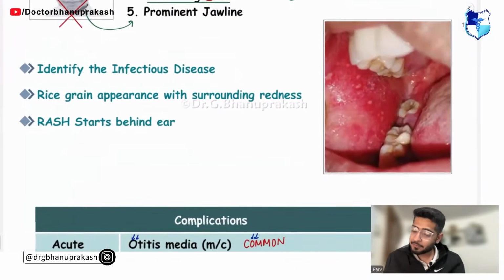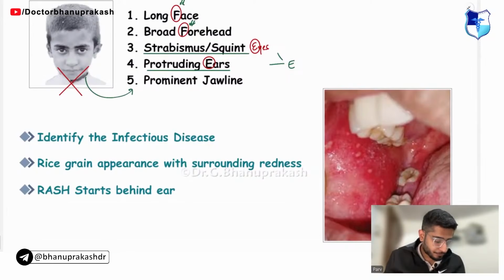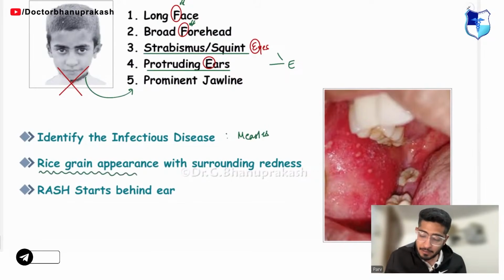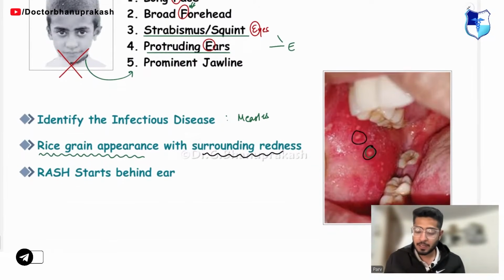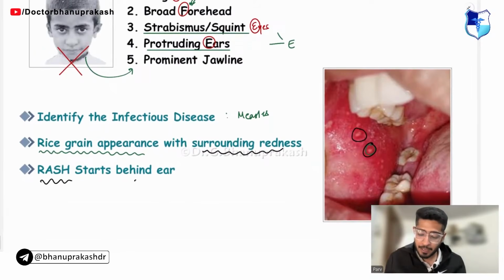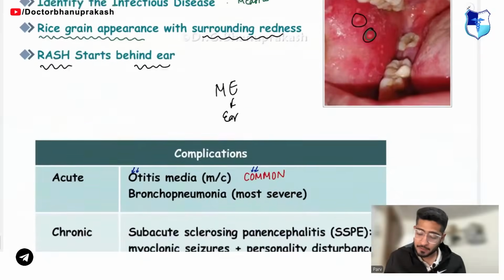Quickly identify this infectious disease now. This is measles. They will have a rice grain appearance. Can you see? This is a rice grain appearance. So rice grain appearance with surrounding redness is going to be there, and the rash is going to start behind the ear in measles. So remember ME. E means ear, so behind the ear it is going to start.